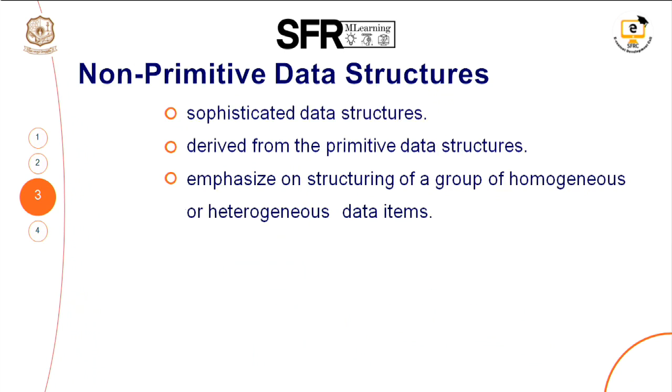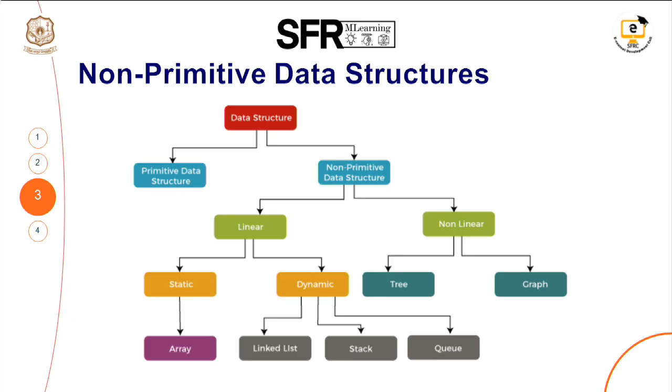These are more sophisticated data structures. These are derived from the primitive data structures. The non-primitive data structures emphasize structuring of a group of homogeneous, that is the same type, or heterogeneous, which refers to different types of data. The non-primitive data structures are then further classified into linear and non-linear data structures.